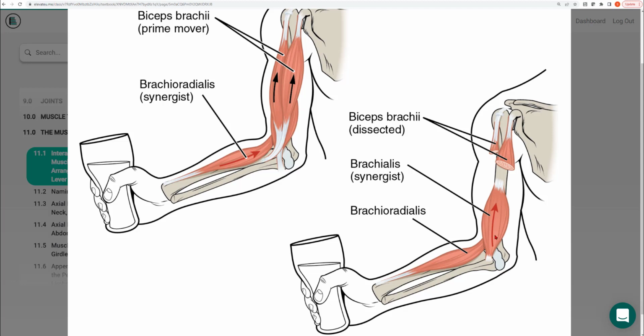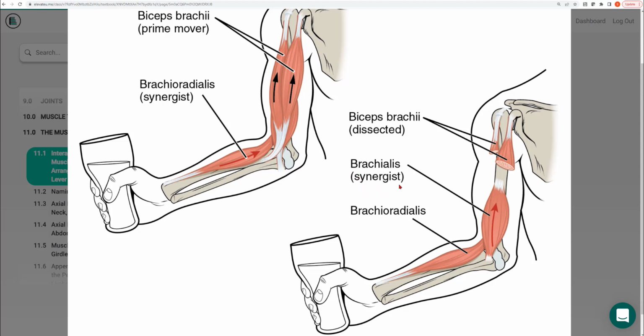So as the biceps brachii and the brachialis muscle here, the brachialis also goes down to the radial tuberosity, as these muscles contract, your forearm is pulled up. The muscle goes across the joint, across the elbow joint, to allow this movement.